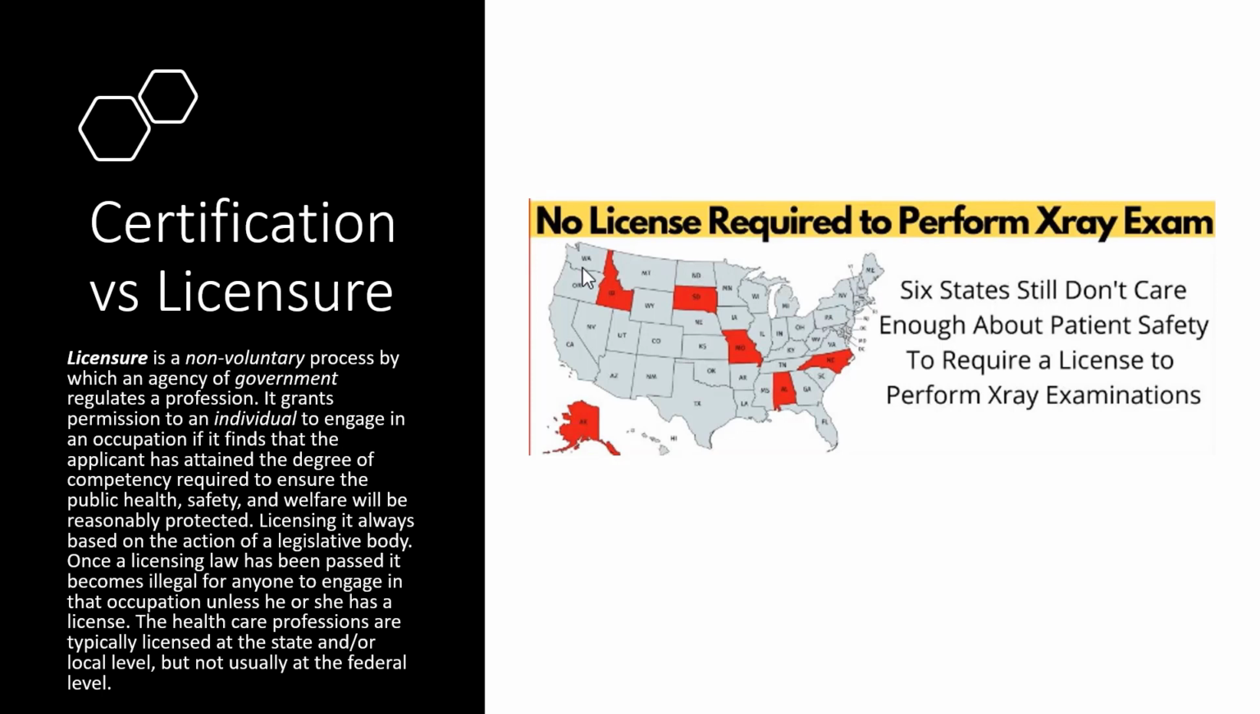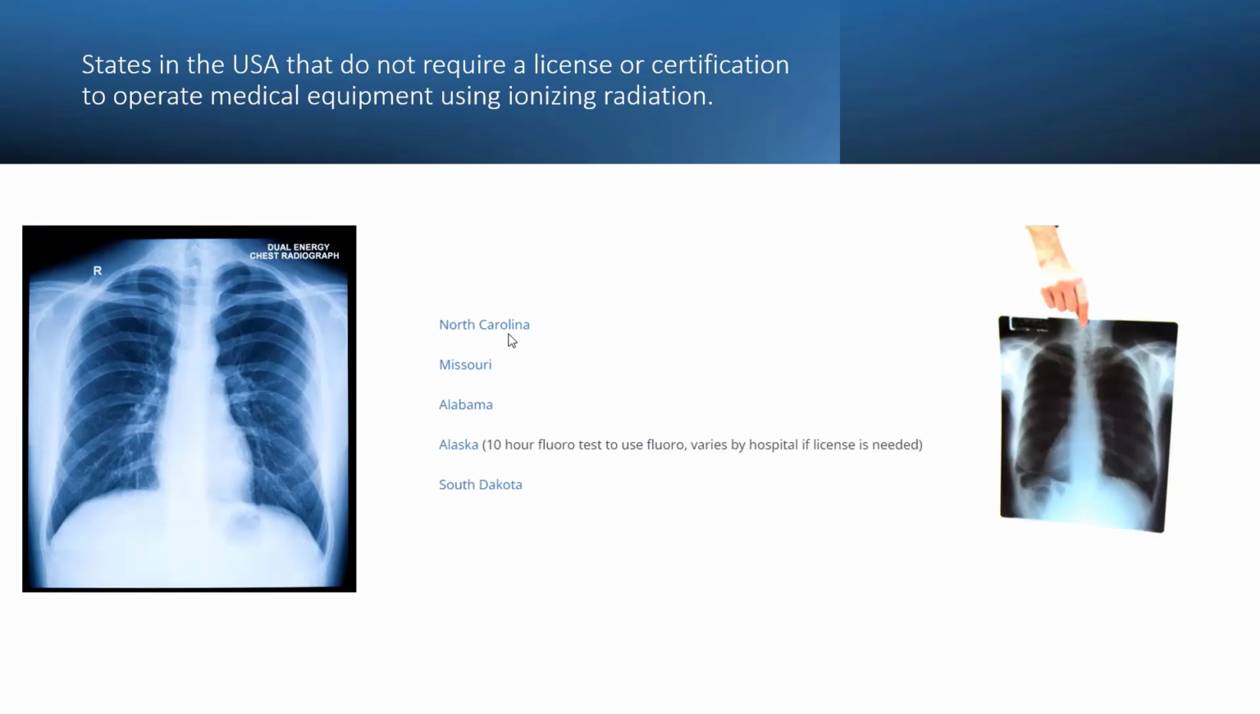Licensure is a non-voluntary process by which an agency of government regulates a profession. It grants permission to an individual to engage in an occupation if it finds that the applicant has attained the degree of competency required to ensure the public health and safety and welfare. These states in the United States do not require a license or certification to operate medical equipment using ionizing radiation. They are North Carolina, Missouri, Alabama, Alaska, and South Dakota.